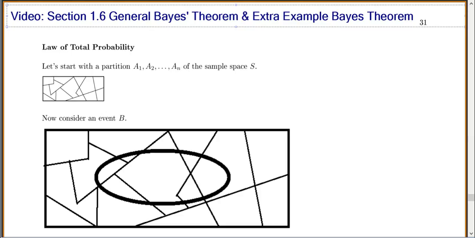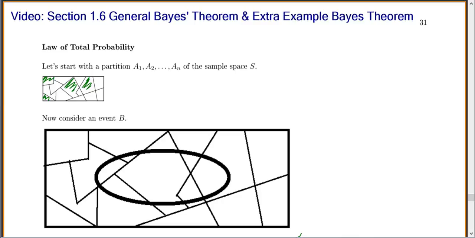When we talk about a partition, it really just means you've divided up into a bunch of events. So like this would be your first event. So you have an event here, and you have an event here, an event here, an event here, and so you just divided S up into a bunch of different events. Okay. Now let's consider an event B.